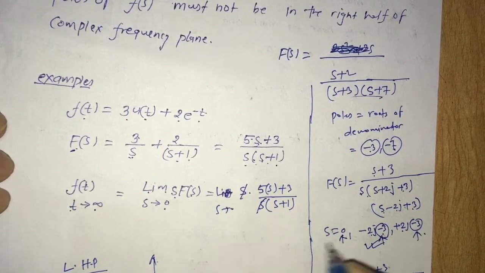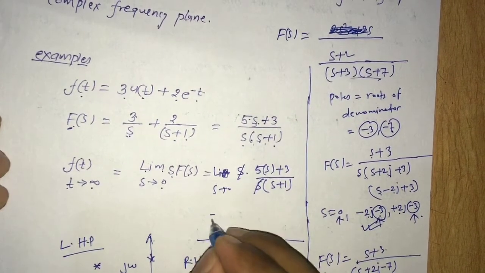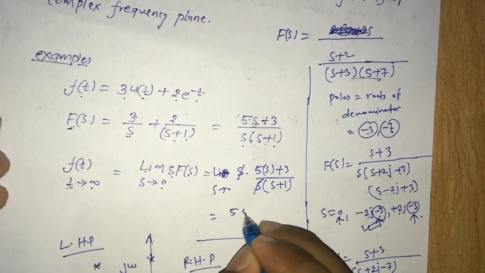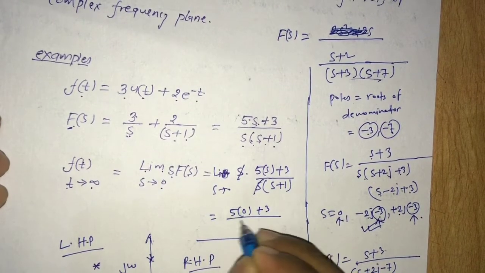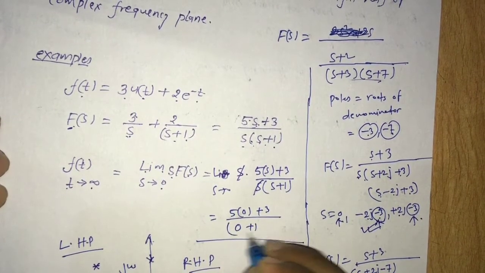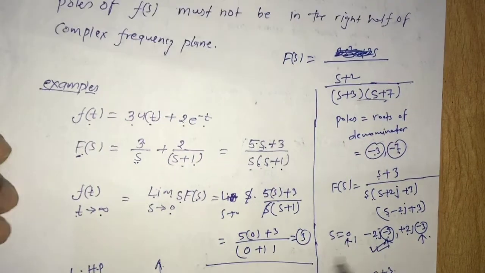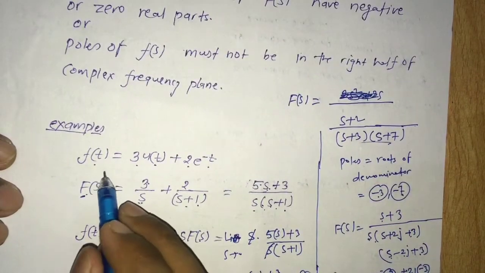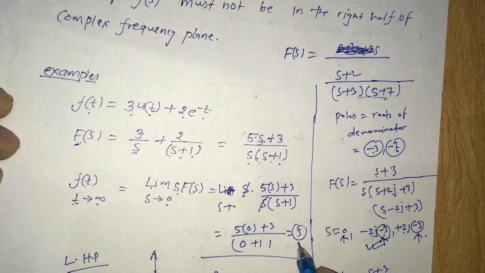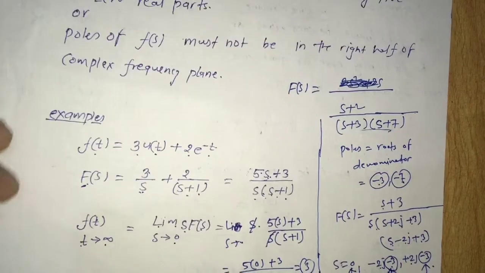Limit s tends to 0. Now we put s equals 0. (5 into 0 plus 3) by (0 plus 1) equals 3. Hence, the function value at t equals infinity is 3. Thank you.